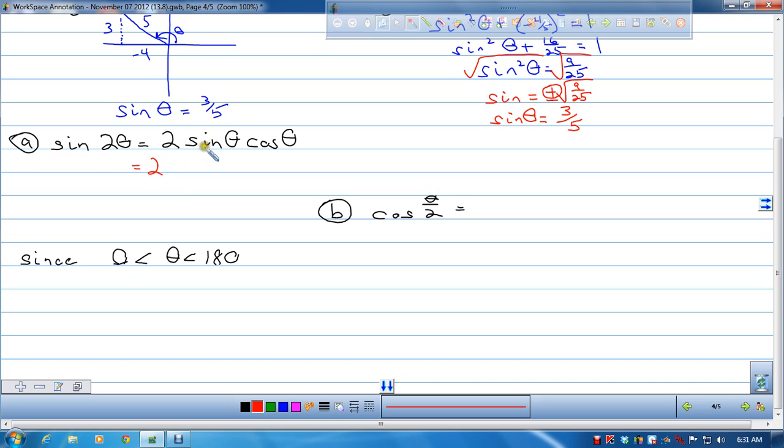2 times the sine of theta I found to be 3/5, and the cosine of theta that was given to me was -4/5, and when I go and multiply that all out, I know the sine of the double angle is -24/25. Okay.